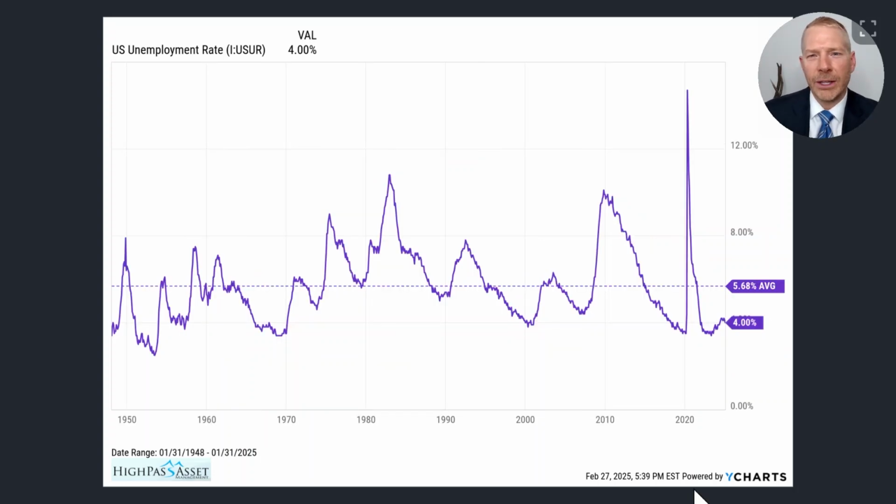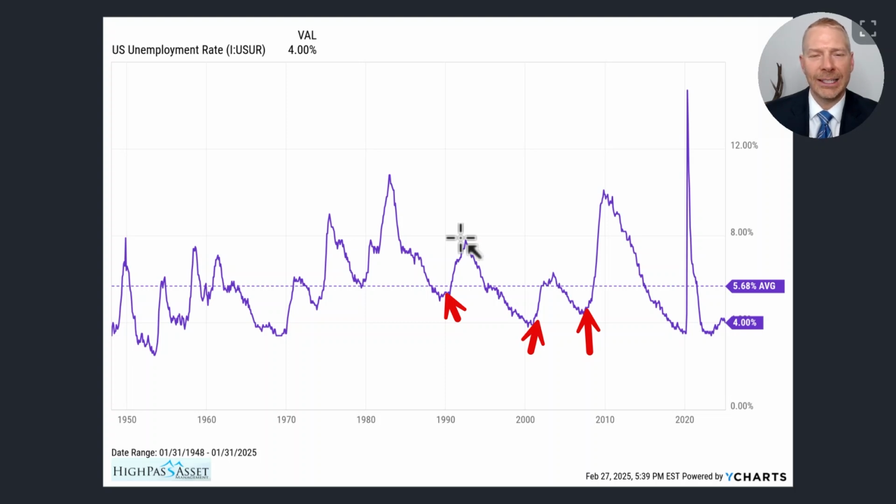Unemployment is still very low at 4% and well below the long-term average of 5.68%. The issue with tracking unemployment is that it is a lagging indicator, and you're generally in recession once the unemployment starts to spike, just like it did in 2008, 2001, 1991, etc., etc. When you look at all the past recessions, you see that it just explodes to the upside very fast. And you're already in recession once that's happening.